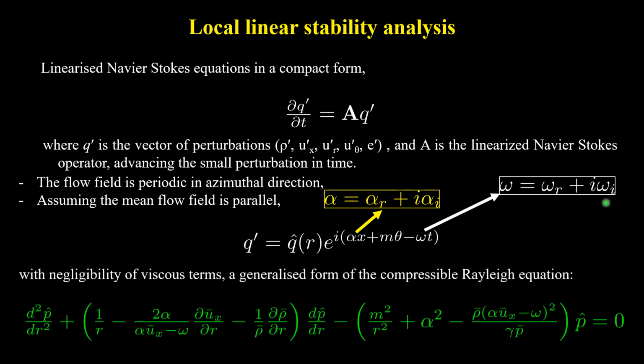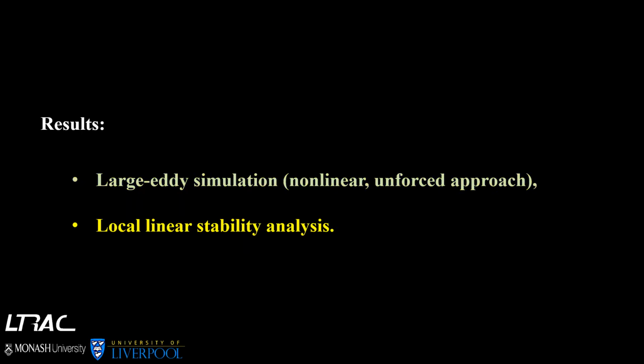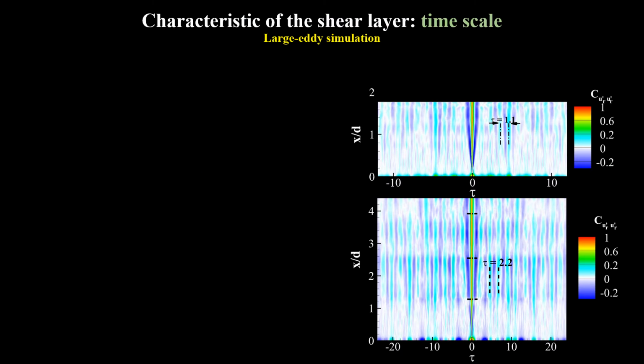If we introduce this normal mode into the linearized Navier-Stokes equation and simplify, we will reach the compressible Rayleigh equation. In this study, we are interested in spatial growth. Then we consider omega being a real number. Let's look at some of the results. Large-eddy simulation. Let's look at the time scale of coherent structures in underexpanded impinging jets.